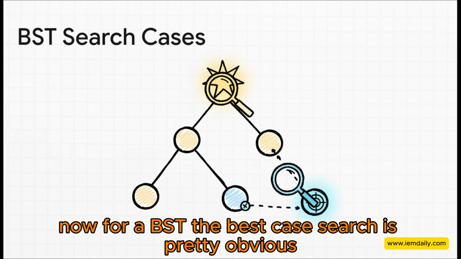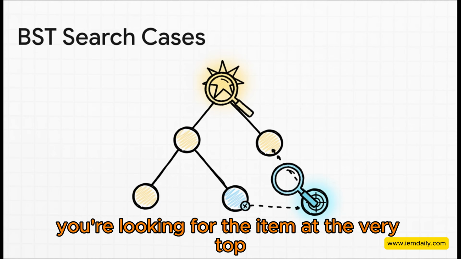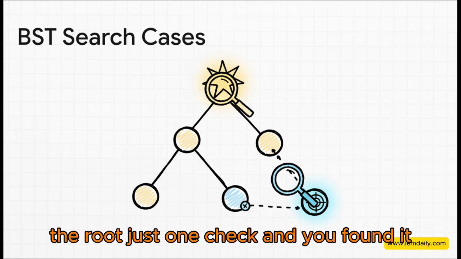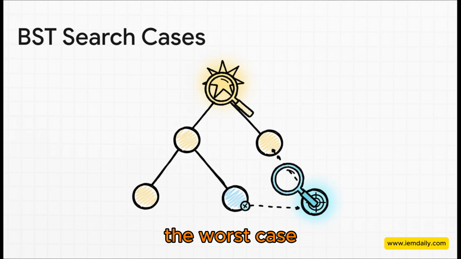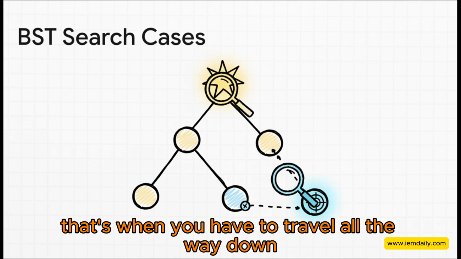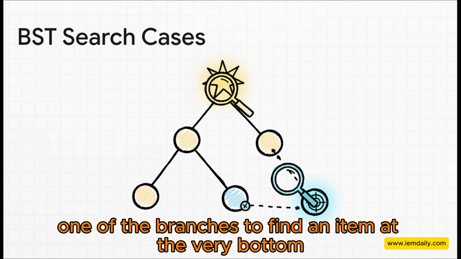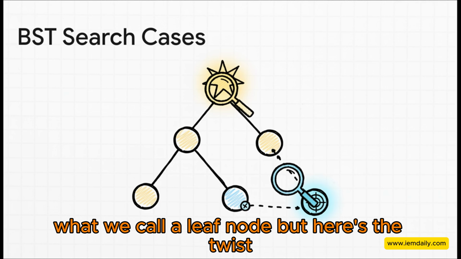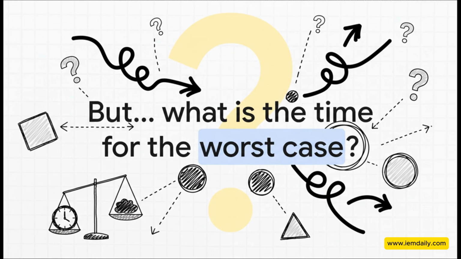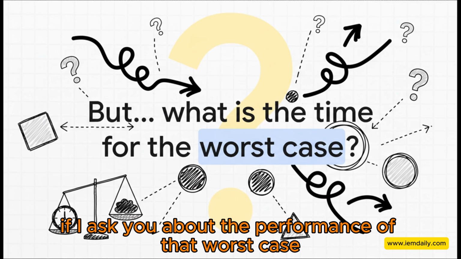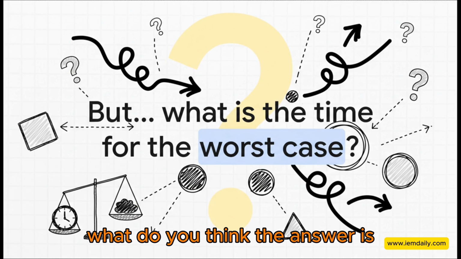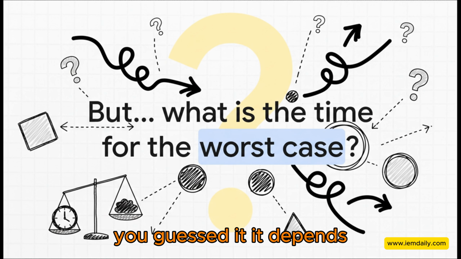Now for a BST, the best case search is pretty obvious. You're looking for the item at the very top, the root. Just one check and you found it. The worst case? That's when you have to travel all the way down one of the branches to find an item at the very bottom, what we call a leaf node. But here's the twist. If I ask you about the performance of that worst case, what do you think the answer is? You guessed it, it depends.